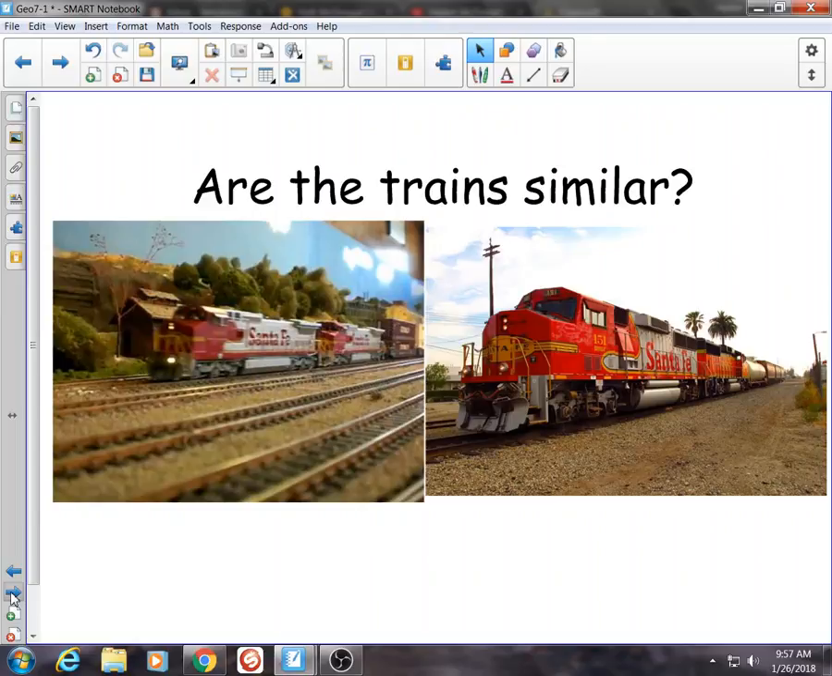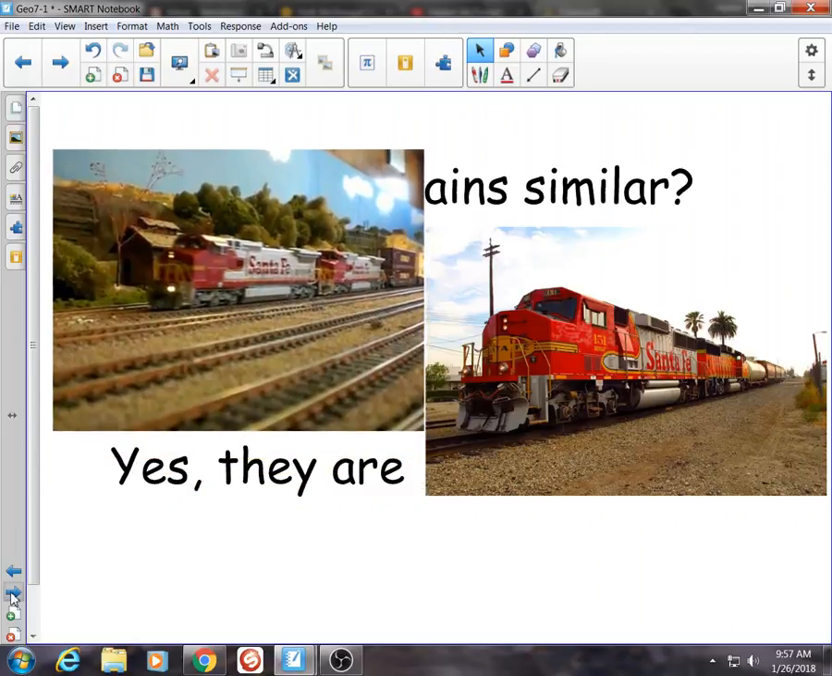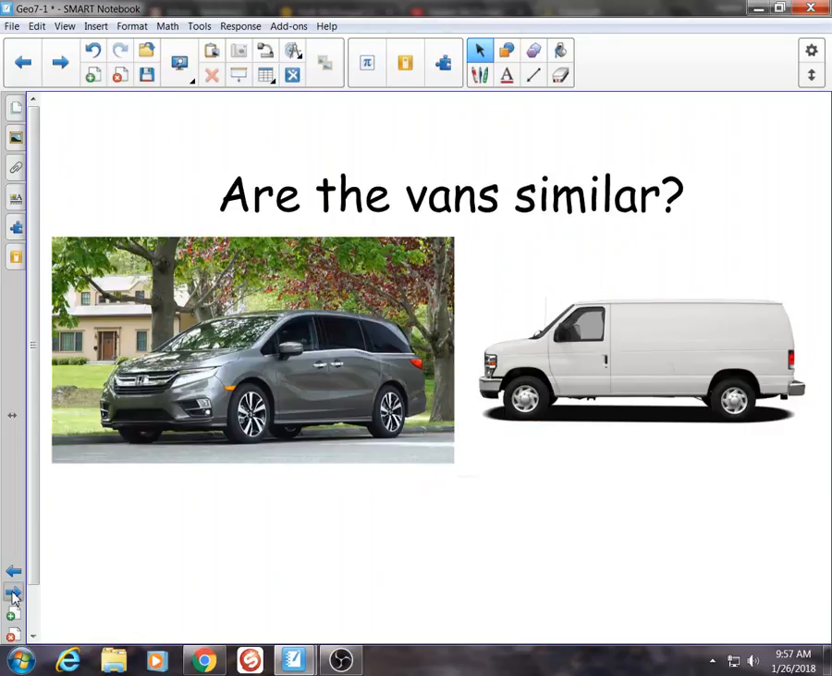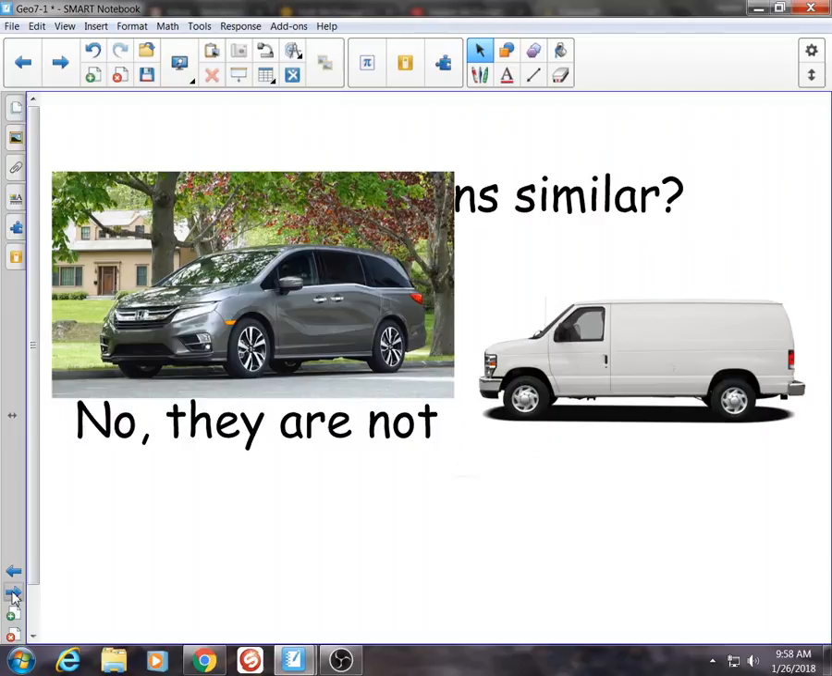For reference, this is a model train. This is a real train. Are they similar? Yes, they are. They are similar. Are the vans similar? The vans are not similar.